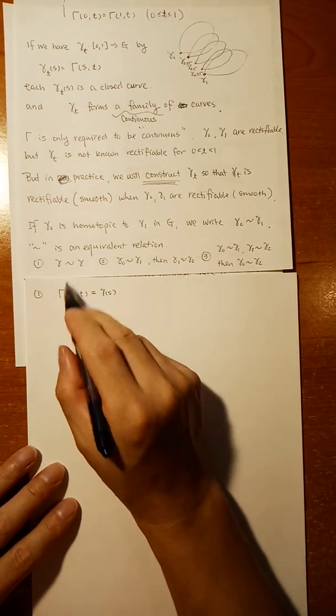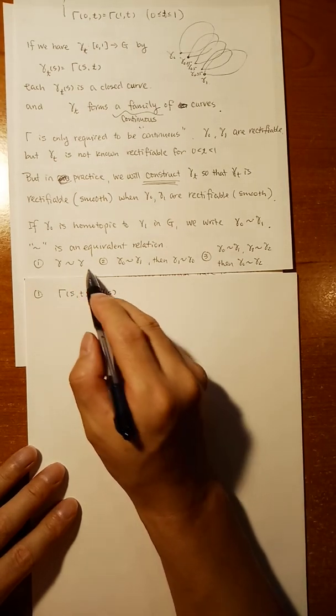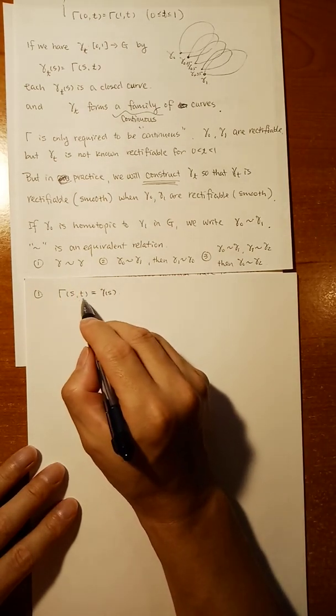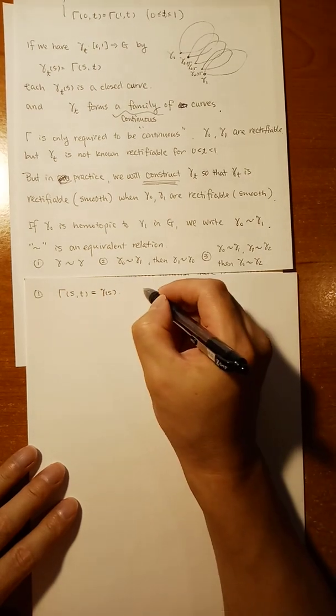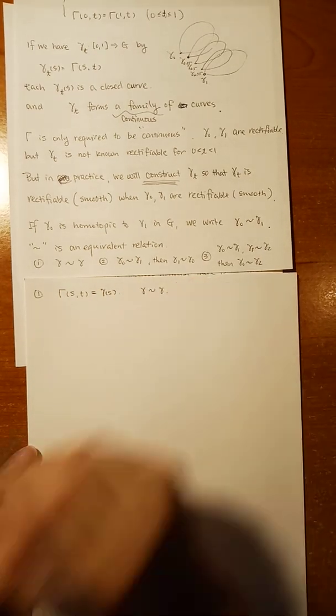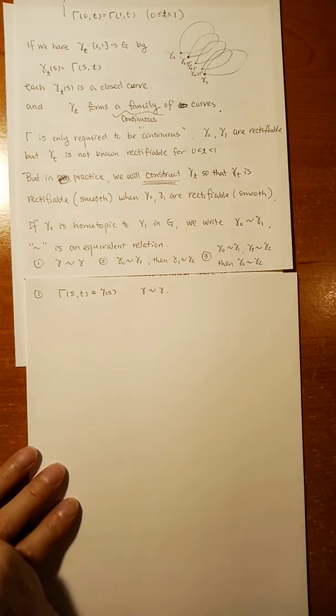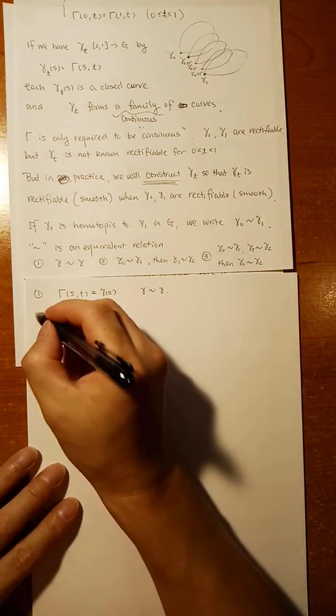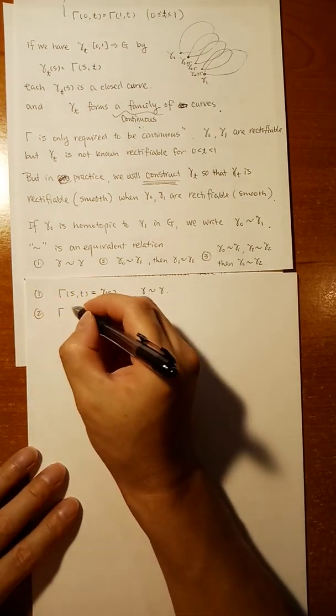Right? The first one, gamma is homotopic to itself. You just define capital Gamma(s,t) to be gamma(s). Then gamma is homotopic to itself.